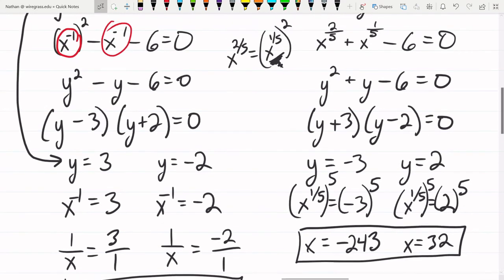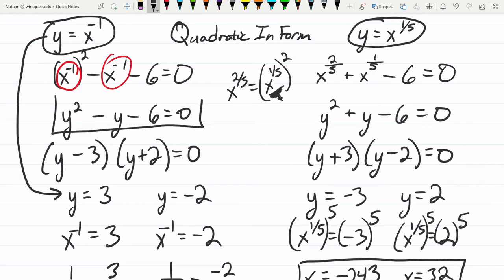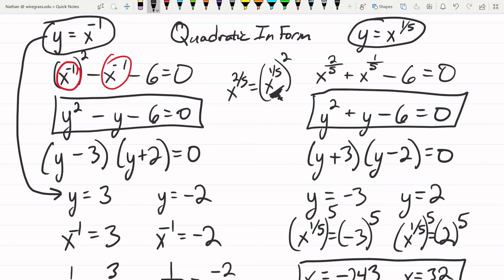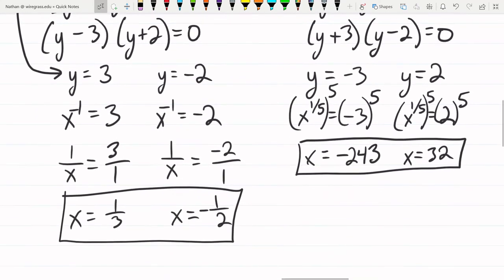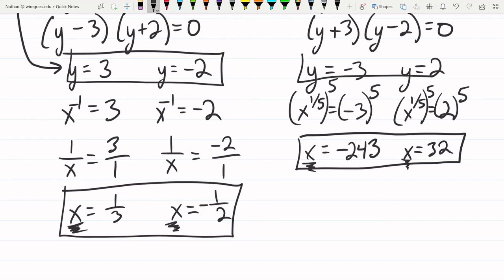So again, the first step is to change it to be a quadratic, and you do that by giving a clever substitution. And then you solve it in general, how you solve quadratic equations, factor and get the solutions, and then make sure you go back to the original variable. And if you don't do that, you're going to get incorrect answers. These are not the correct answers, as these are not the correct answers as well.